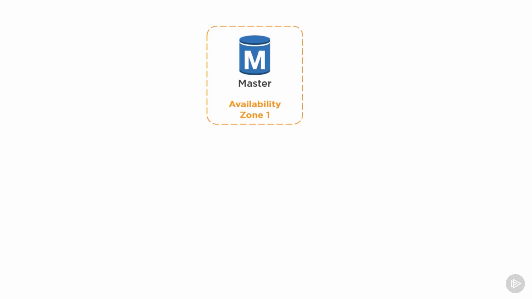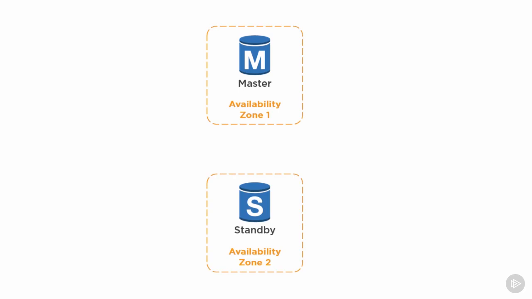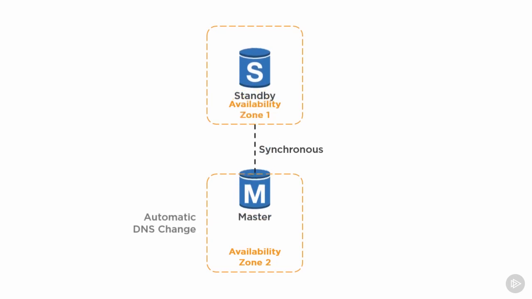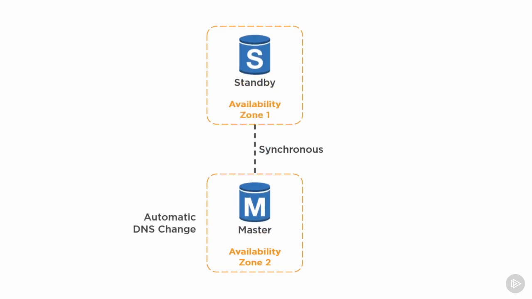So you have your master database instance that's in, say, availability zone 1. You are then going to automatically get a secondary standby that is synchronously replicated. So the writes are going to happen against both instances at the same time. Now, whenever you want to do any kind of maintenance or backup, what happens is AWS will automatically flip the DNS to the standby. So the standby becomes the master.